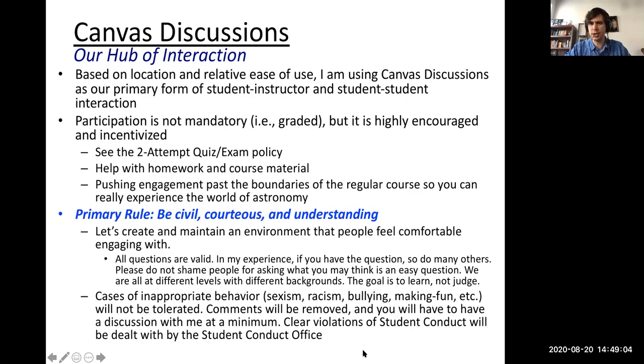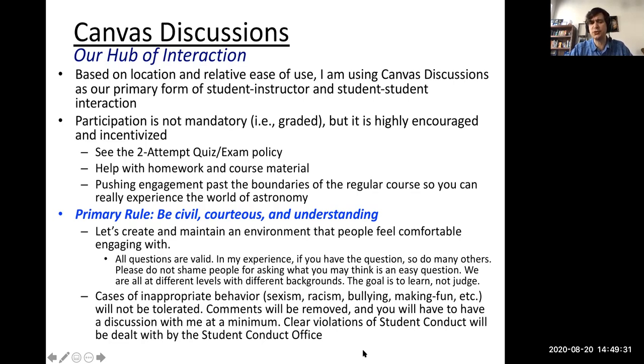It's not to judge. So some people have strong science backgrounds, some people have weaker science backgrounds for a whole variety of reasons. I am here to help you get better. I am here to help you learn. I am not here to judge you. Hopefully everybody will feel a little bit more comfortable and excited about science by the time this is over. And we have to be civil, courteous, and understanding. We have to have that environment to really pull this one off.